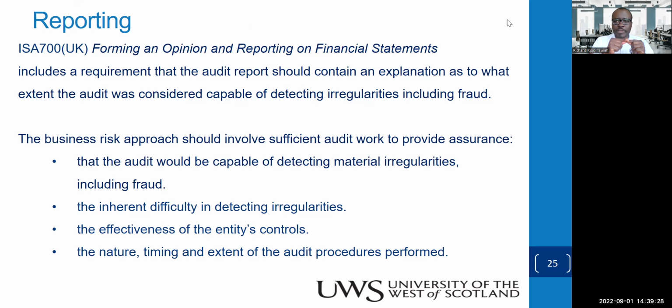And then we must report. ISA 700, we'll come to reporting on its own, but let's just quickly run through. Forming an opinion and reporting on financial statements. In our audit report, we must provide an explanation telling the reader or the user of the report the extent to which our audit was capable of detecting irregularities and fraud. So the business risk approach should involve sufficient work to provide assurance that our audit was able to detect irregularities and fraud, including irregularities arising from inherent risks, okay? Telling the reader whether the controls in the systems are effective or not, and also telling the nature, timing, and extent of our audit procedures. You always hear this: nature, timing, and extent of the audit procedures.